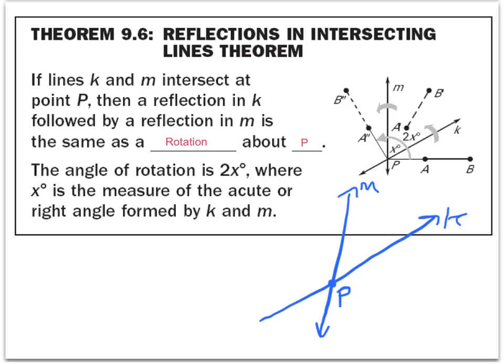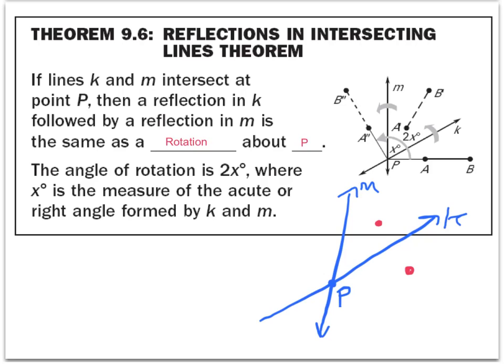A reflection in K. So if we start with some point, let's just put it right here, and we reflect it about the line K. So what we're going to do is take this point and drop it perpendicular and then put the same distance over here. The reflection about the line K. So it would end up somewhere about there.